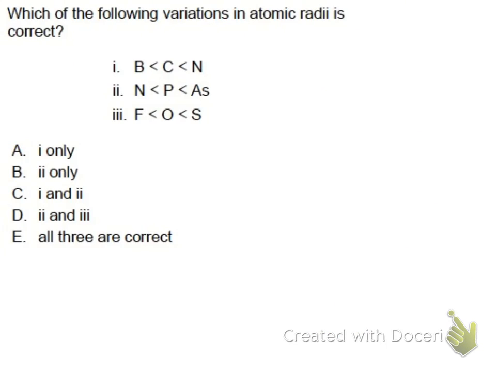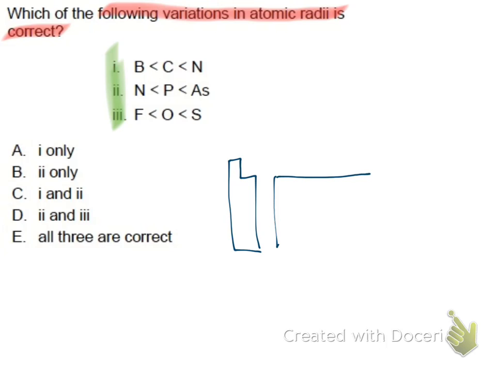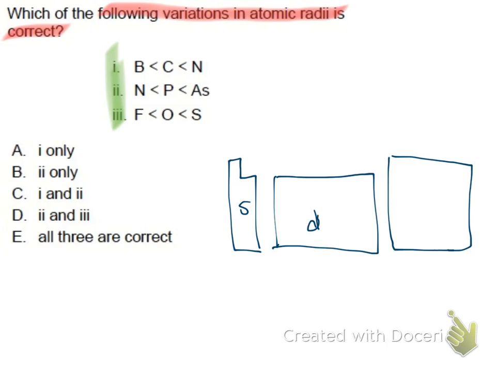Okay, here, what are we being asked for? We want to know which of the following variations are correct for atomic radius. And then we're given some answer choices here to choose from. Alright, so this is a periodic trend. We're thinking about atomic radii. So let's just draw the periodic table real quick so we have something to refer to. There's the S, there's the D, here's the P block. S, D, P.